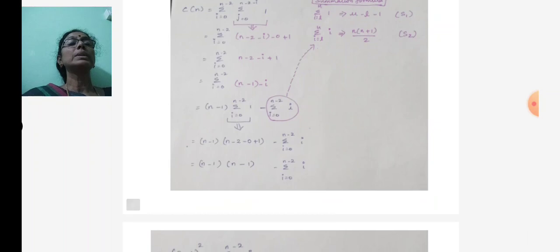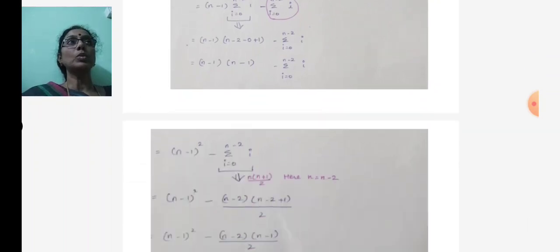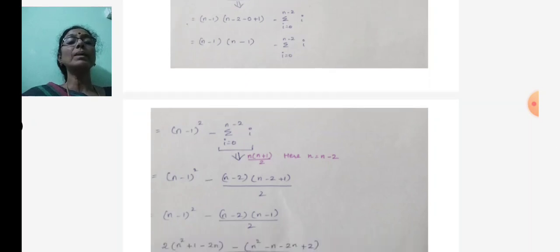So here using the summation 2 formula we can get this. So what is the summation 2 formula? n into n plus 1 divided by 2. So here n is equal to n minus 2. So n minus 2 into n minus 2 plus 1 divided by 2. So in the first specification we have n minus 1 whole square minus, when we expand this, n minus 2 into n minus 1 divided by 2.